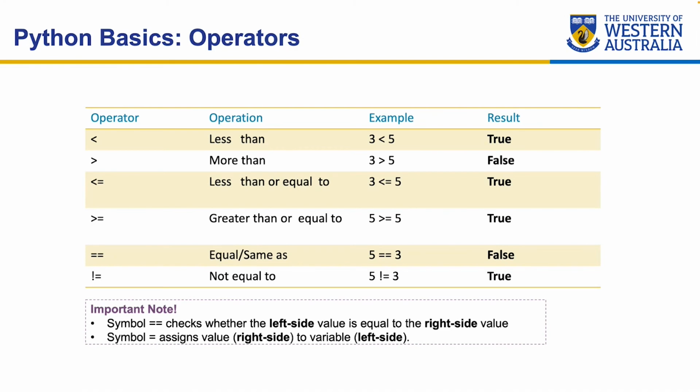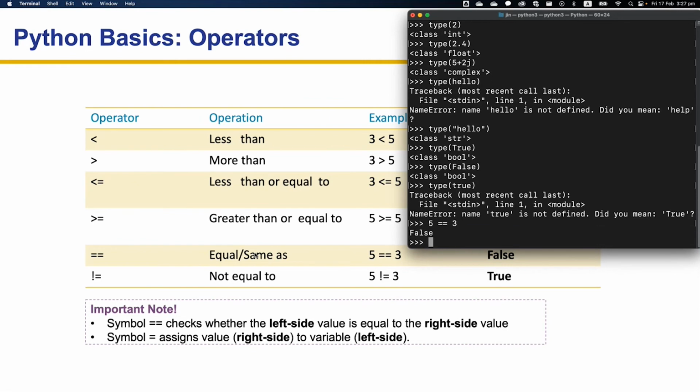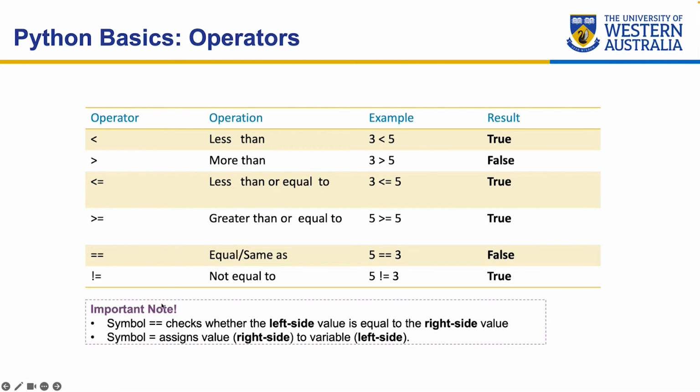And we also have more operators. These are conditional operators. You can check whether it's less than or more than and so forth. Do remember that other than less than or more than, everything else is a double character. So for instance, this double equal is checking whether they are the same. So 5 equal equal 3, obviously this is false, but we cannot do 5 equals 3 because a single equal sign is actually an assignment. So that's the important note that we have down here.